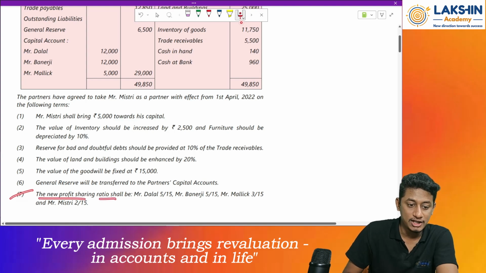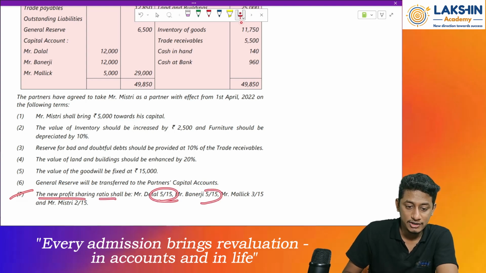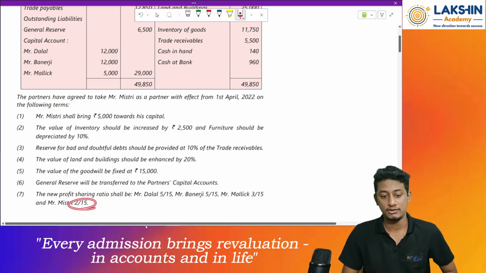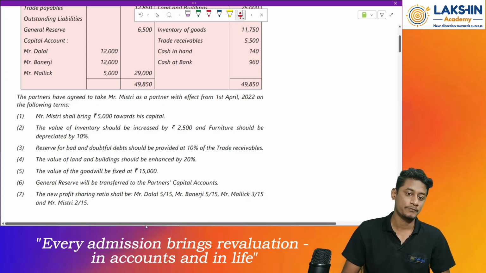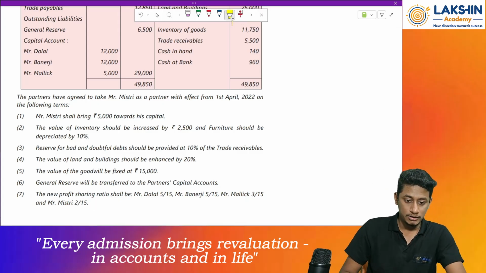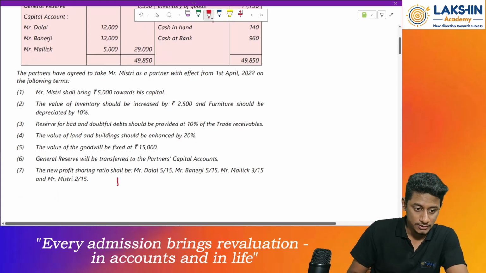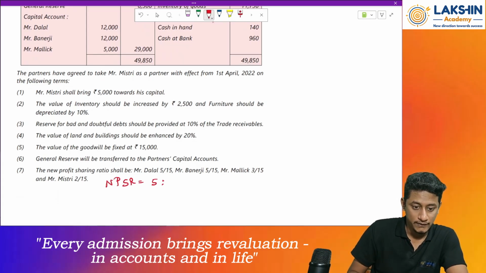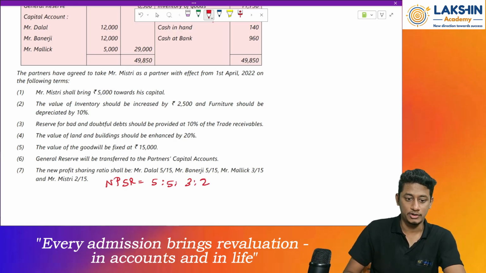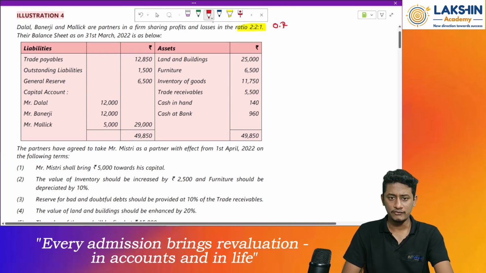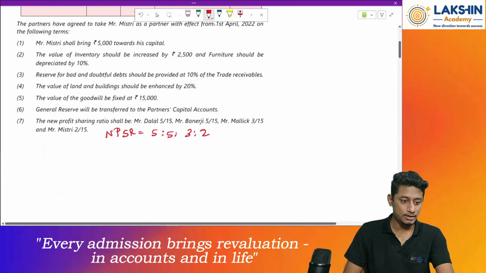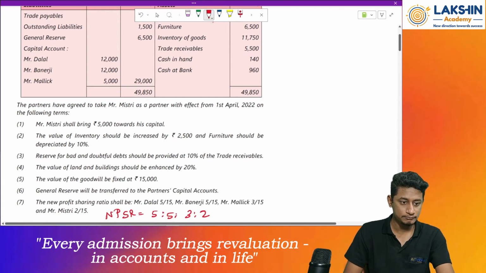The new profit sharing ratio shall be 5:5:3:2. I will just mention the PSR also. The new profit sharing ratio is equal to 5:5:3:2. Now first we will prepare what is given to us. What to prepare here? Nothing is given.